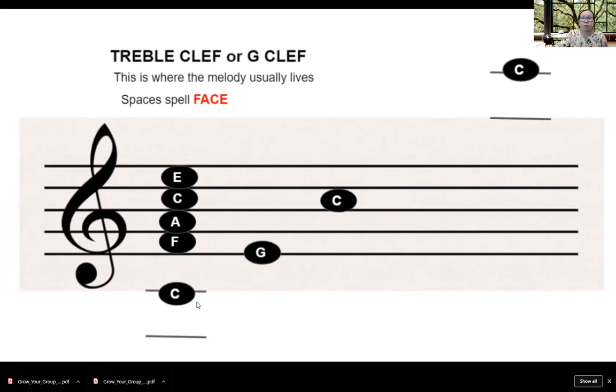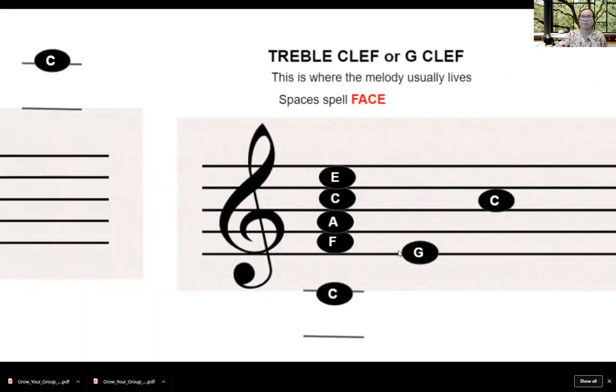So now that we've learned where all the C's are and where all the G's are, we have now learned where all of the F-A-C-E lives. So you now know 8 out of the 16. So really fast track, you have now learned half of the notes that you need for your 16 string lyre. Isn't that amazing? Let's keep going.